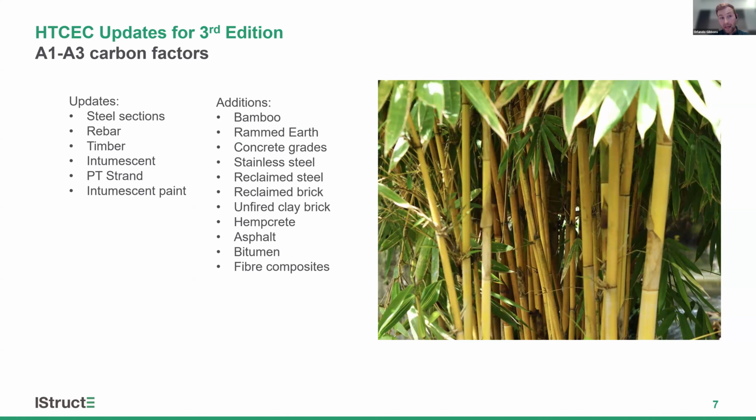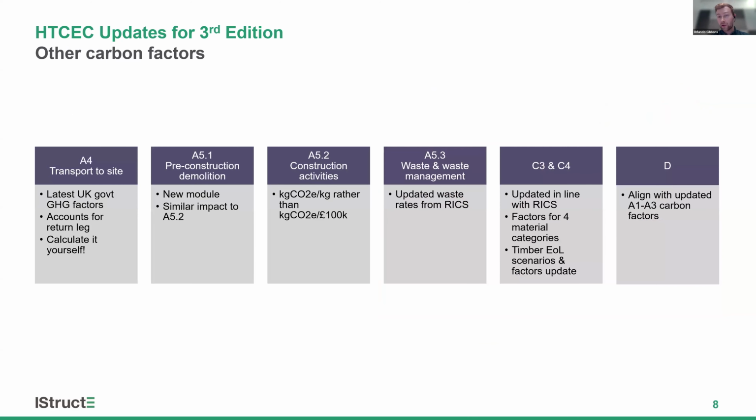So firstly, A1 to A3 carbon factors: we're updating the carbon factors for steel sections, rebar, timber, intumescent paint, PT strands, and we're also adding some carbon factors, especially around low carbon materials, so bamboo, rammed earth, adding some concrete grades, stainless steel, reclaimed brick, unfired clay brick, hempcrete, asphalt, bitumen, and also fiber composites, so expanding that table a bit too.